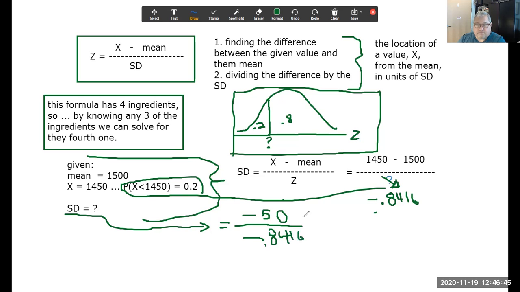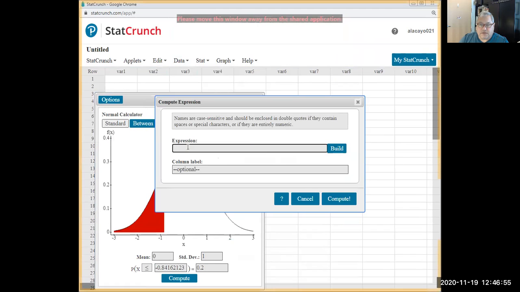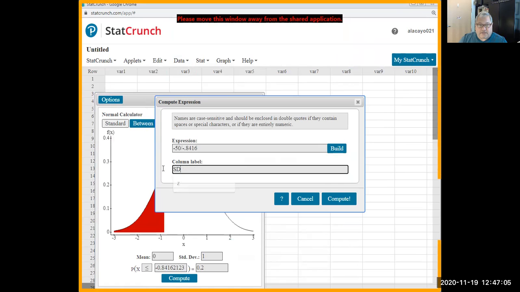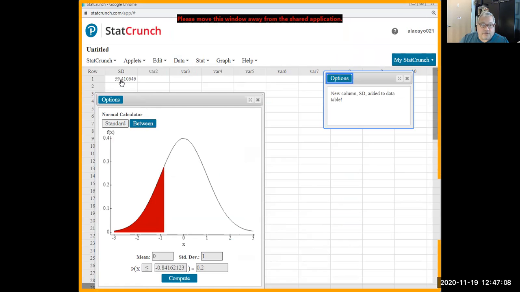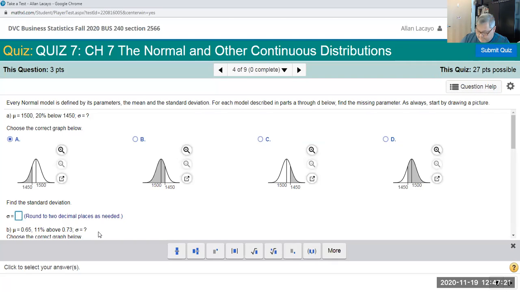I take any calculator, so I'm going to go back to StatCrunch. And in StatCrunch, I go Data, Compute, Expression, and I divide -50 by -0.8416. And that's going to give me the answer to this part, standard deviation. And upon computing, I get that the standard deviation should be 59.41. So I put here 59.41. And here it says round to 2 decimals as needed, which is why I did that. And that is how I find the standard deviation.